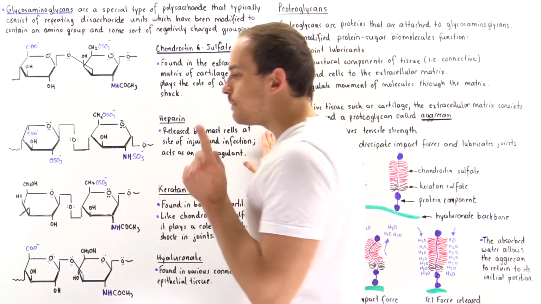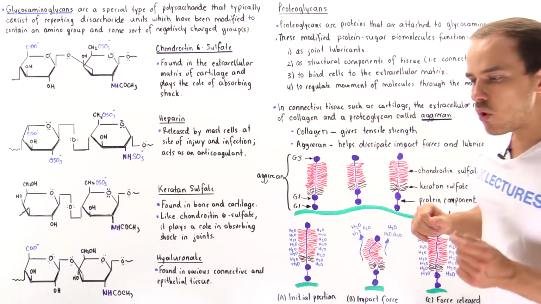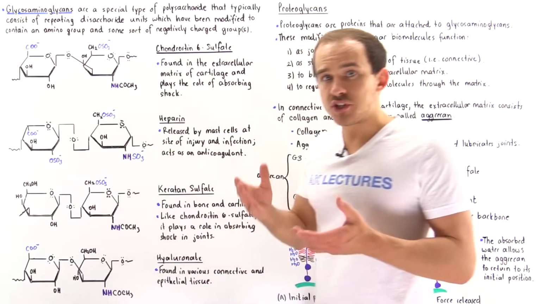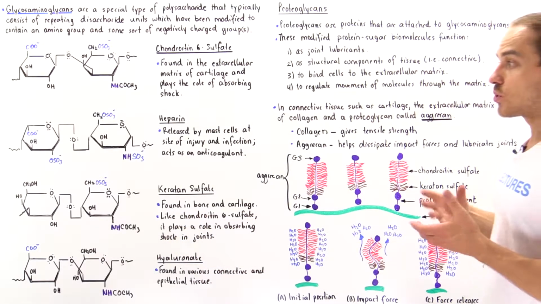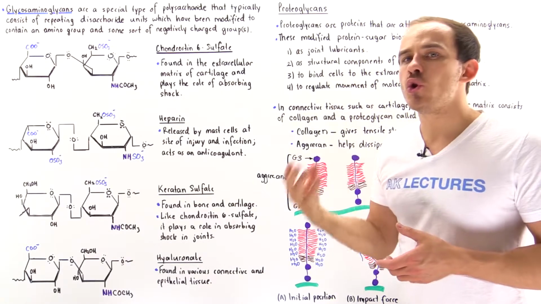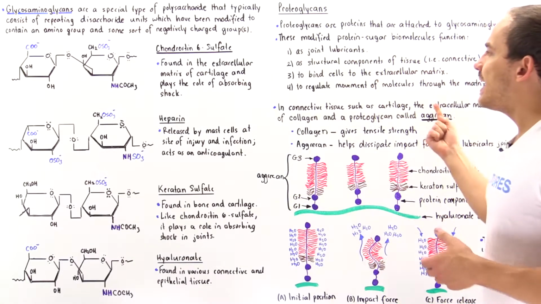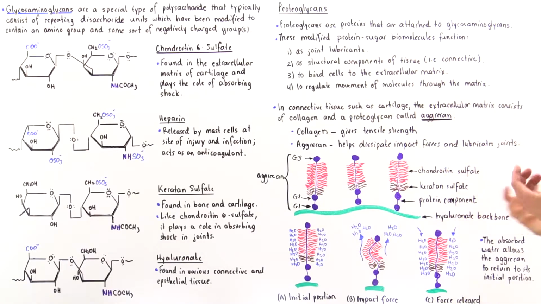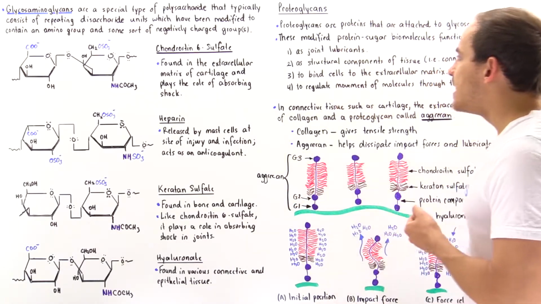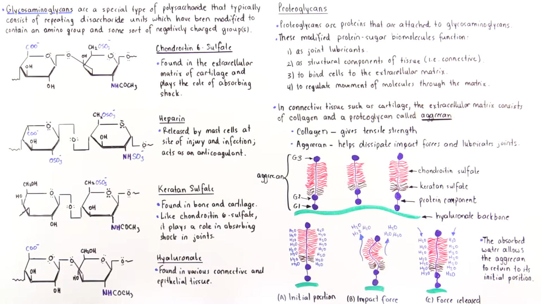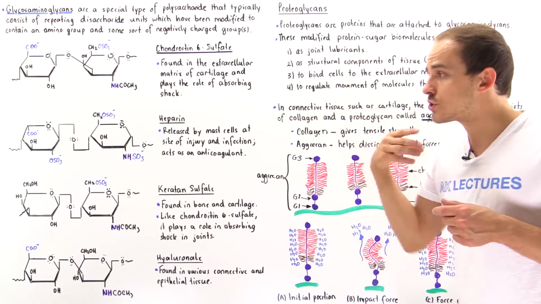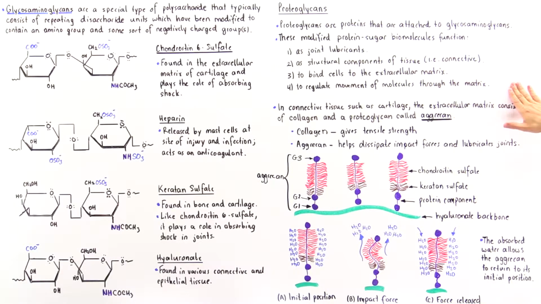Now, what exactly are the functions of proteoglycans? Well, proteoglycans, these protein sugar biomolecules, have 4 important functions which I've listed on the board. And the first 2 functions we're going to focus on in this lecture. So function number 1 is it acts as joint lubricants. Function number 2, it basically functions in the structural components of tissues, and that includes connective tissue, for instance, bone and cartilage. Number 3, it functions to bind cells to extracellular matrix. And number 4, it actually functions to move molecules through the extracellular matrix.